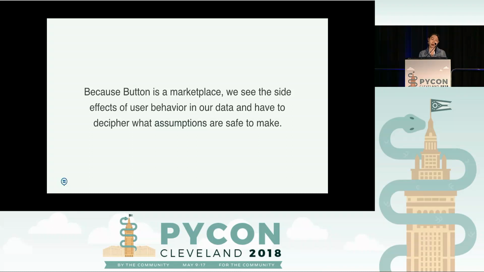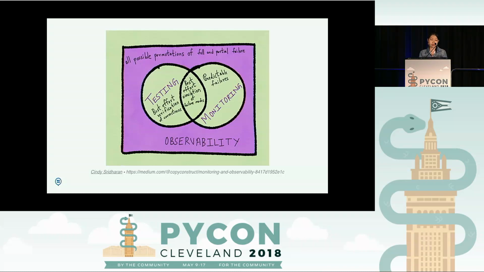Because Button is a marketplace, we see the side effects of user behavior in our data, and we have to decipher what assumptions are safe to make, and we have to use our data to decipher what the initial customer behavior was like and what our desired impact on our customer experience is. Observability is a concept from DevOps and reliability engineering. To me, it's the DevOps equivalent of interpretability.